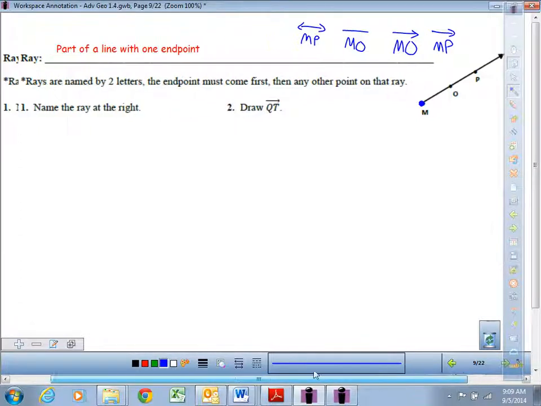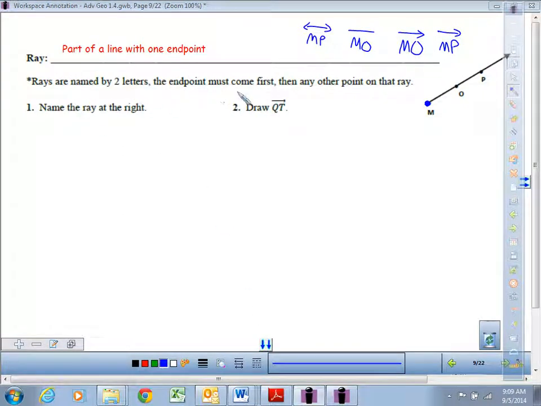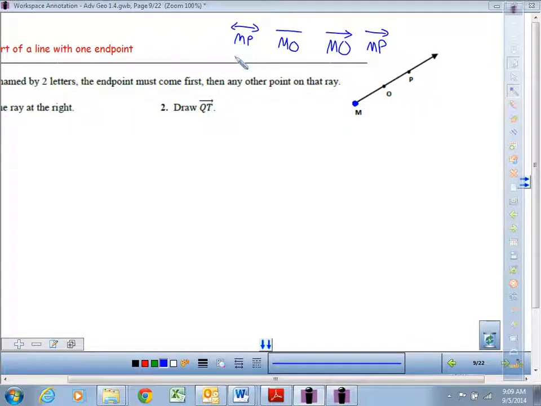Rays are named by the 2 letters, with the endpoint coming first. When we were looking at lines, it didn't matter. We could have called it line MP or line PM. That's the same name. Same thing with a segment. We could call it segment MO or segment OM. With a ray, we must start at that endpoint, which we could call a start point, I guess, too, but we must start there. I can't call this ray OM because I'm not going that way, starting at O through M. So rays are specific to what the endpoint is, which must come first.